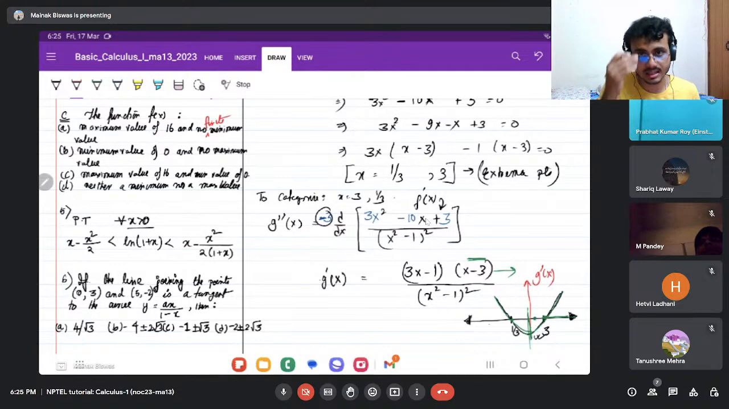G prime of x negativity, right? So at 1 by 3, on the left hand side, you don't need to calculate the sign of the derivative. g dash x is greater than 0, right? And on the right hand side, g dash x is less than 0. Are you following me? If you have a doubt, you ask. So what I'm trying to do is not take a second derivative and still come up with which is the maxima and minima.